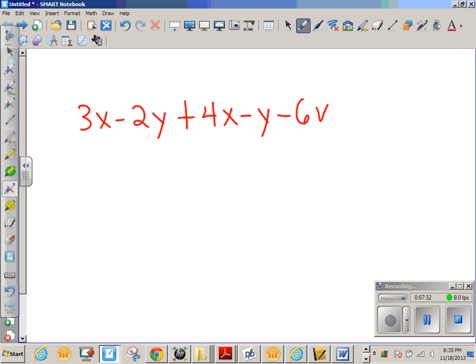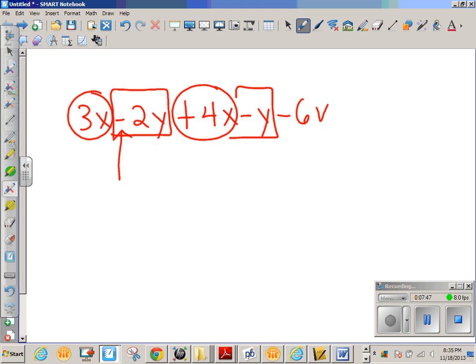So I'm going to go ahead and I'll use a circle for 3x, and I'm going to find another x. I see one right here. Then I'm going to switch up my symbols. I'll just use a box for the y's. Notice that I'm including the negative with the 2y. That's very important. And then this is a negative y. I'm going to go ahead and add a 1. And then the last one is a negative 6v. So I'm going to use a different symbol. I'll just use a cloud this time.